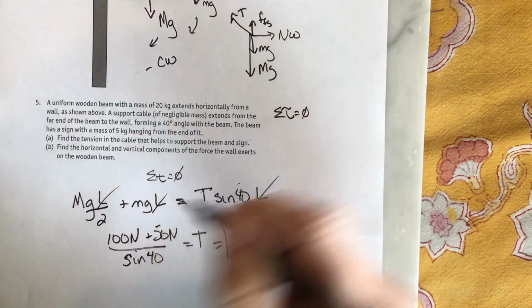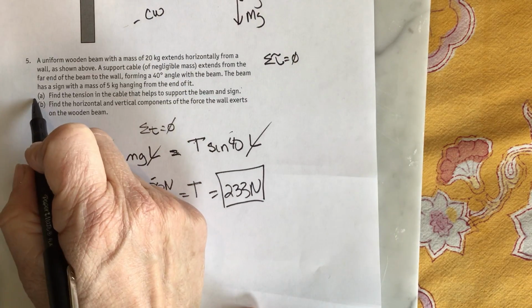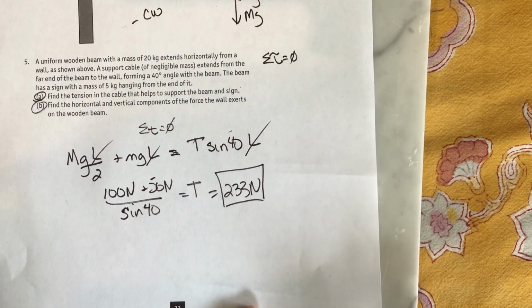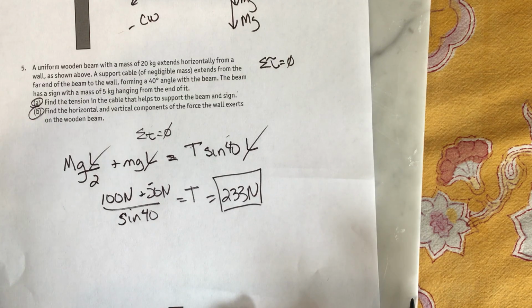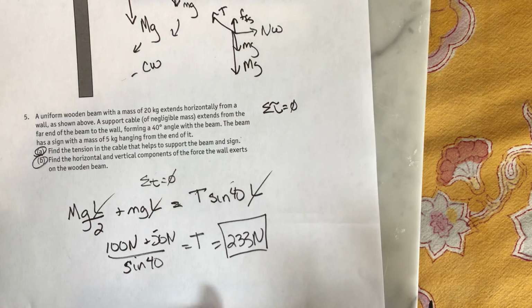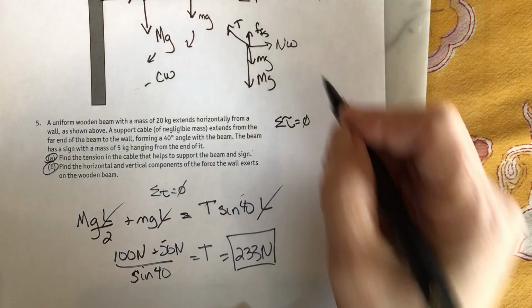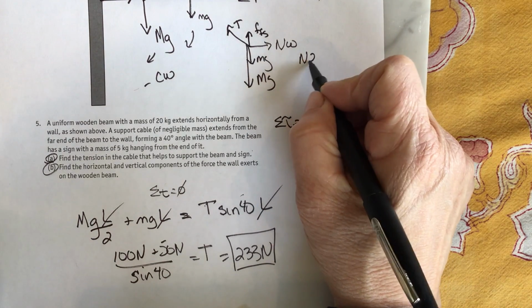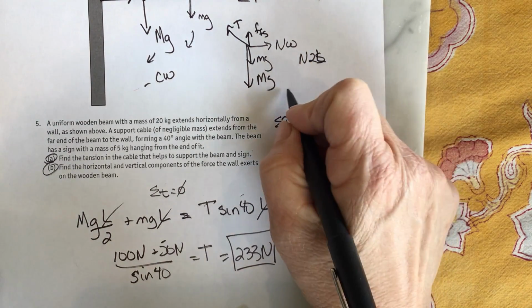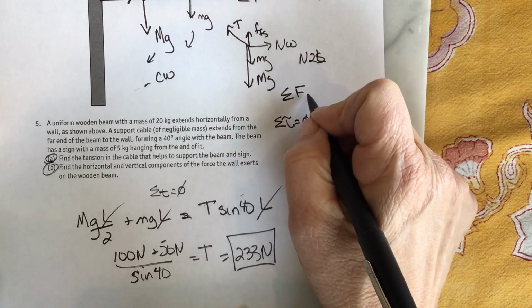Okay, so let's go back up here. Now that we know the tension, that was part A. They wanted to know the tension. B, they'd like you to find the components of forces from the wall. And that's actually pretty straightforward. We're back just to Newton's second law. So let's think about it. The sum of the forces in the x direction.